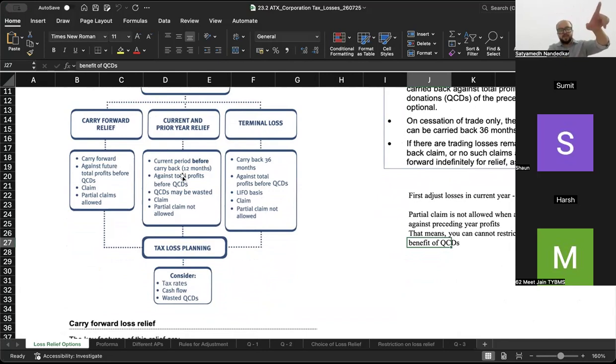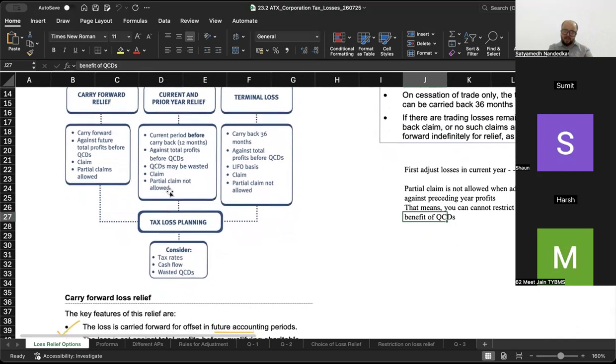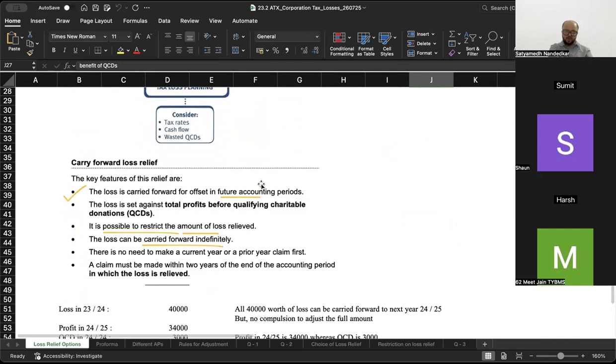In the case of individuals it is not like this. In the case of individuals, first you can adjust it against the preceding year. You cannot conserve the adjustment of losses in order to conserve the QCD. If it is adjusted, it will be adjusted fully. Partial claim is not allowed. And terminal loss, carry back 36 months. Terminal loss means loss of the last year of trading. Okay. Carry back 36 months, adjust against total profits before QCDs on a LIFO basis. The amount has to be claimed and a partial claim is not allowed.